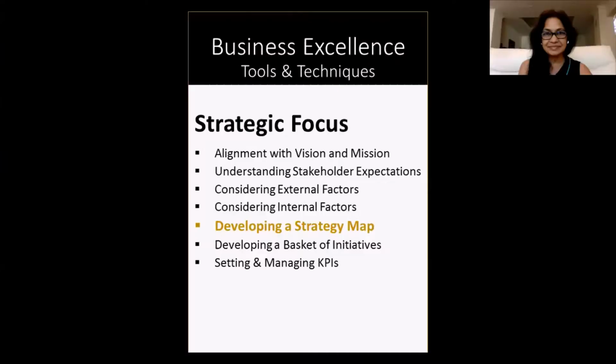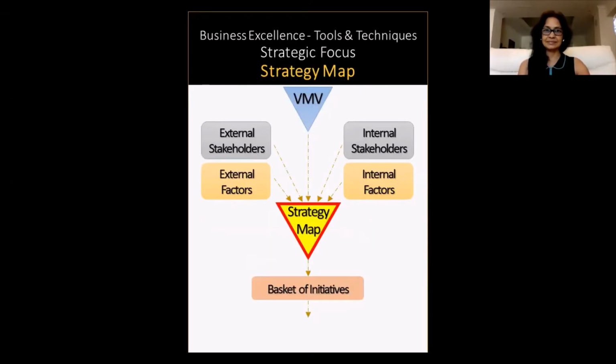For a quick recap on what we have discussed so far, I'll take you through the flowchart that I've shared with you in my last video. For this, let me share my screen with you. As you can see, we have completed alignment of vision and mission, understanding stakeholder expectations, and considering the external and internal factors that impact our business. Today, we shall study how to put these together to develop a strategy map.